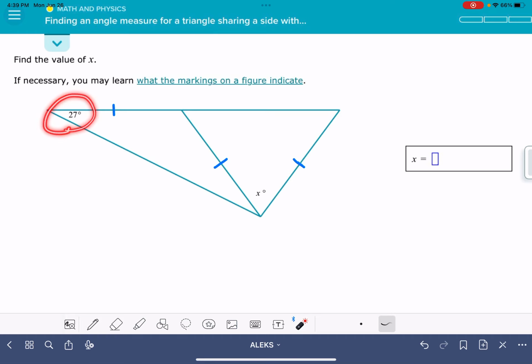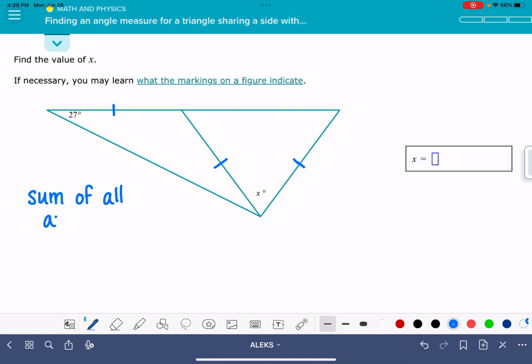We've been given one angle in the triangle and we are being asked to solve for a different angle in a different triangle. So one of the things that we're going to keep in mind when we solve this problem is that for a triangle, the sum of all of the angles will always add up to 180 degrees. That's going to be really important in solving the problem.